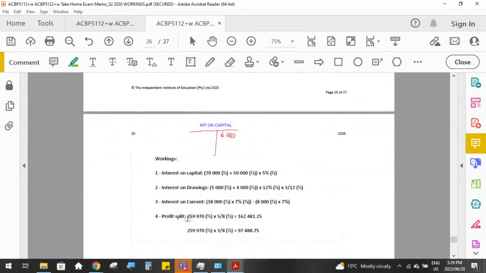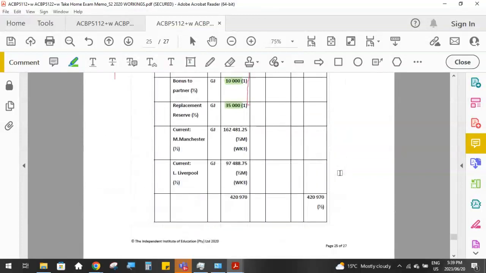So here's our profit split at the bottom. We first have to work out how much of the profit is left, so we can take that amount and multiply it by 5/8 and by 3/8 to get the amount for each of the individual partners.